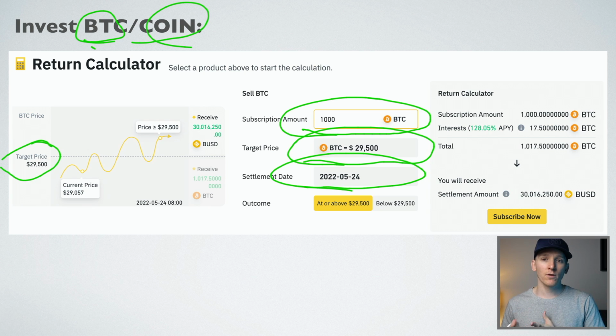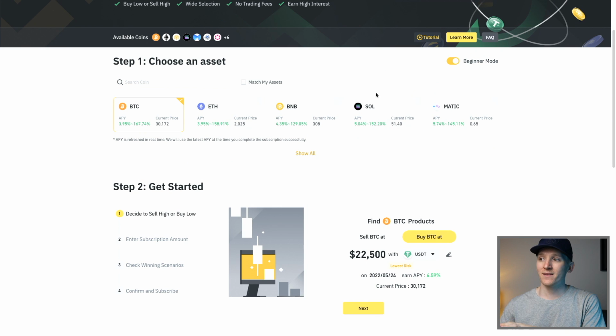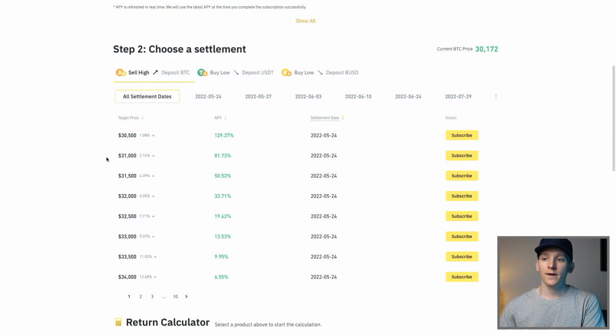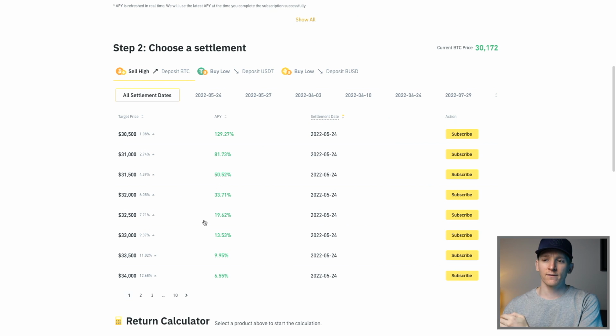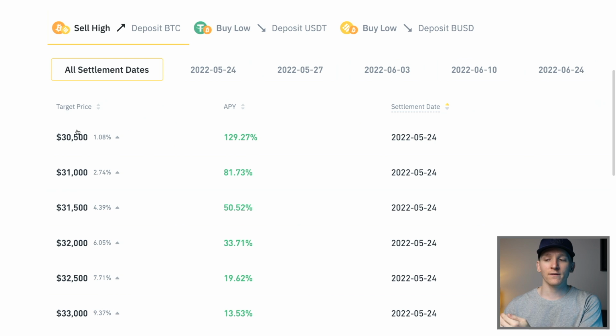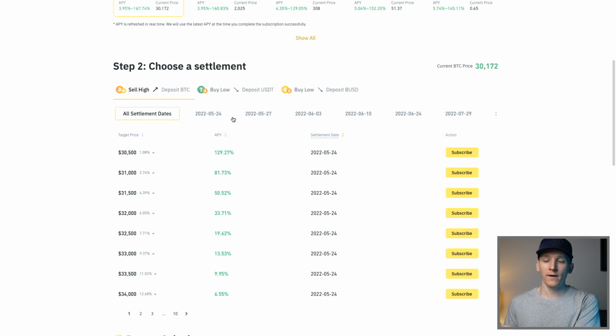So it's the same type of contract, you're just either using dollars or coins that you already have, and then that will determine the interest rate that you see. When you come over here and you choose a particular asset, I'm just going to take it off beginner mode right here, you can see step 2 is to choose all of these different prices and which one that you may want to go into. The different prices have different yields and APYs, and I'm going to explain why that is right now.